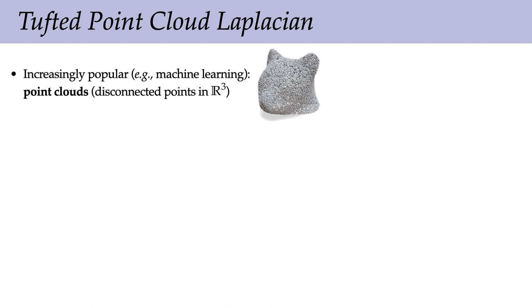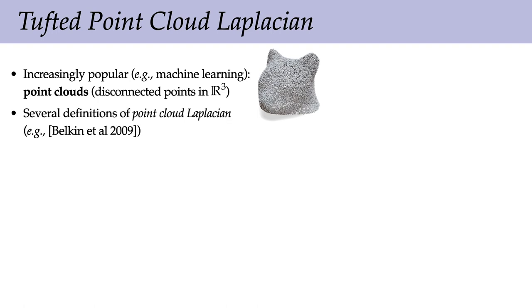Point clouds are an alternate representation for surfaces instead of meshes, where you simply just store a large list of points floating in space. There are many definitions for Laplacians over point clouds. A particularly well-known one is the Belkin Laplacian. But we can actually use our tufted intrinsic Delaunay Laplacian on point clouds as well.